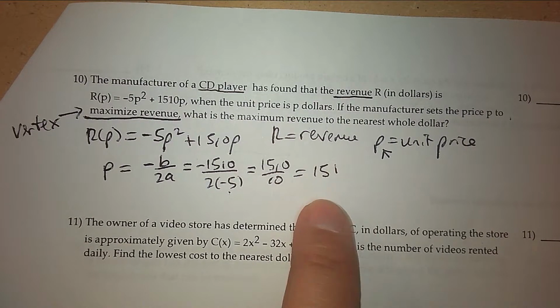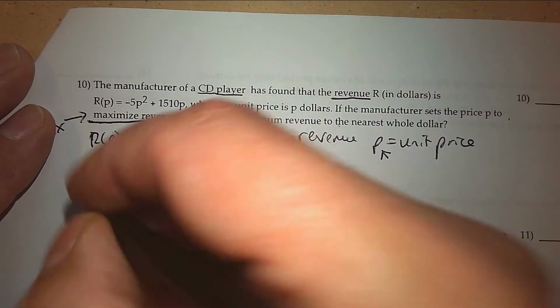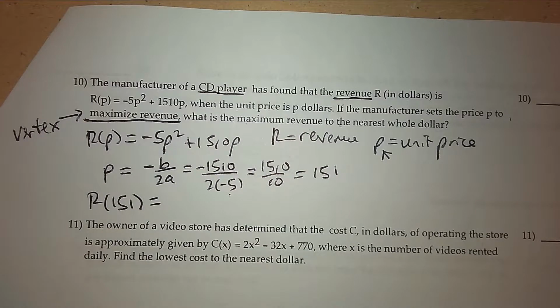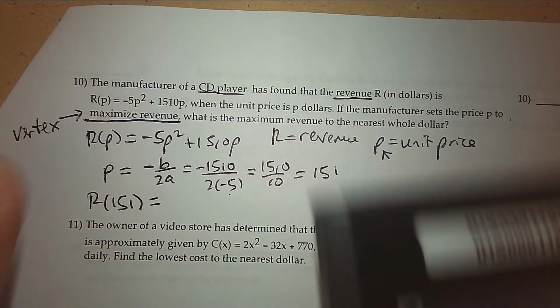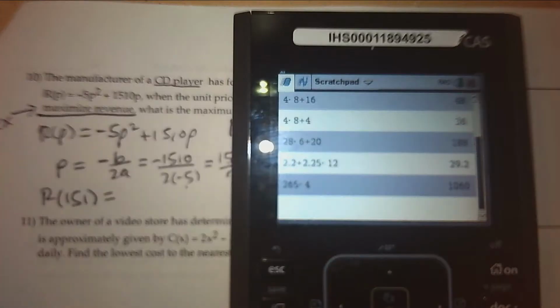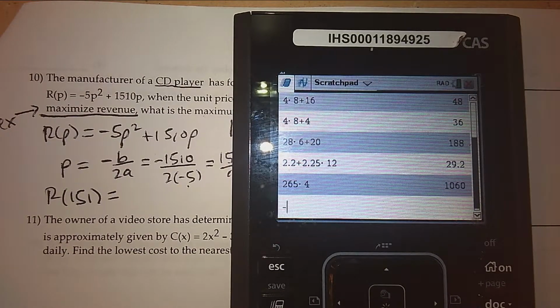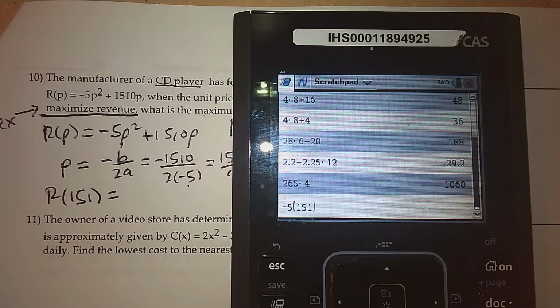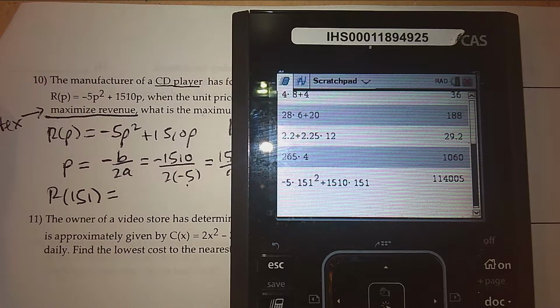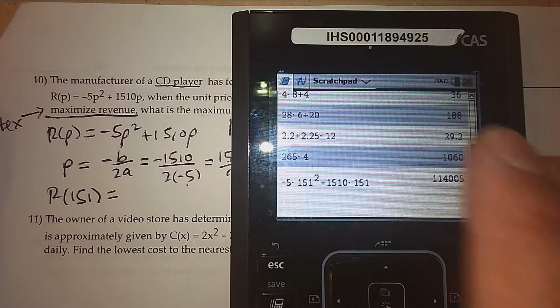But the question is, what is the maximum revenue. So then what do I do with that answer for the maximum revenue? Is I plug in 151. If I gave you this question, I would allow you to use a calculator. So even though you don't have one there, I'm going to plug it into my calculator. And so what is the maximum revenue in this case? $114,005.